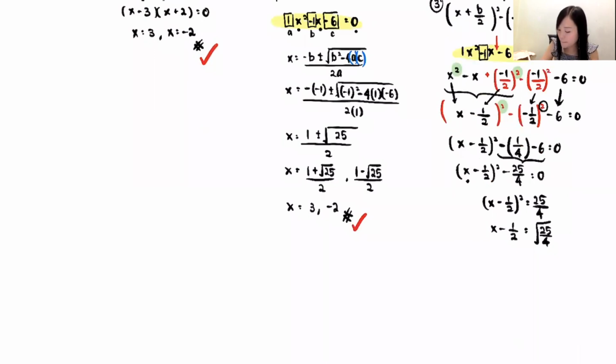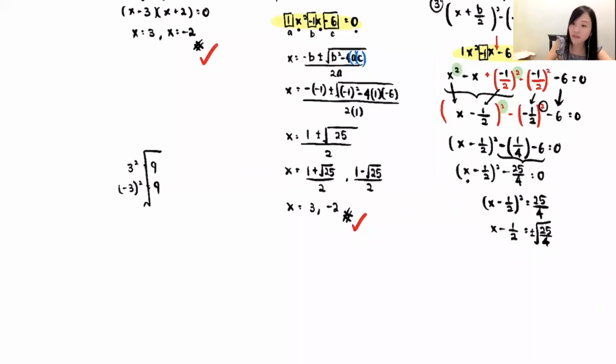Very good, Seng Hang. Plus, minus. Guys, you know why plus, minus? Okay, talk through it. Because 3 squared, you will get a 9. But actually, negative 3 squared, isn't it? You will also get a 9. So that is the reason.